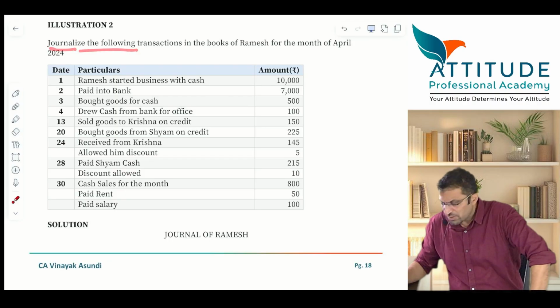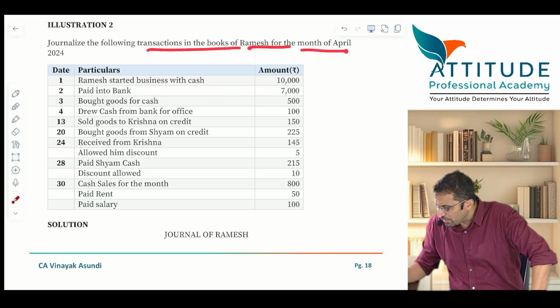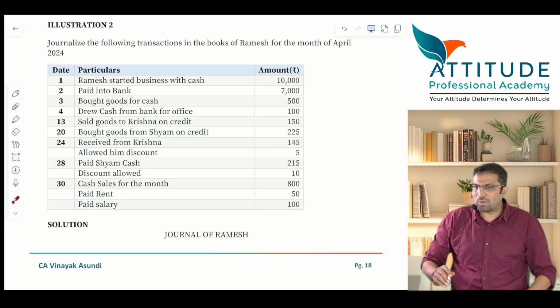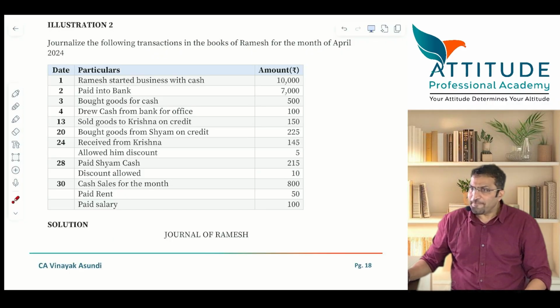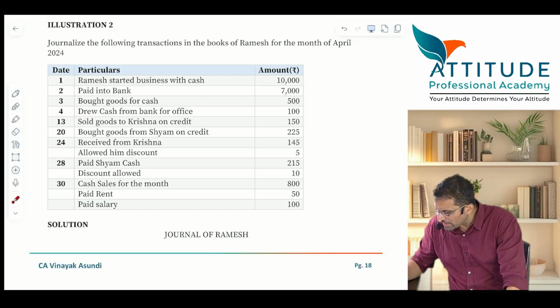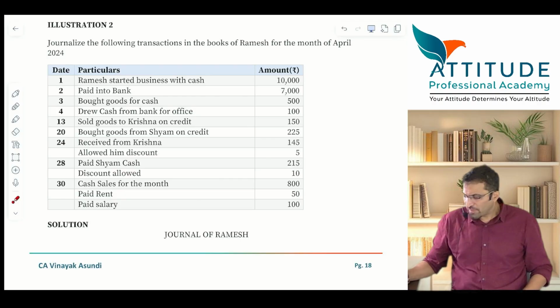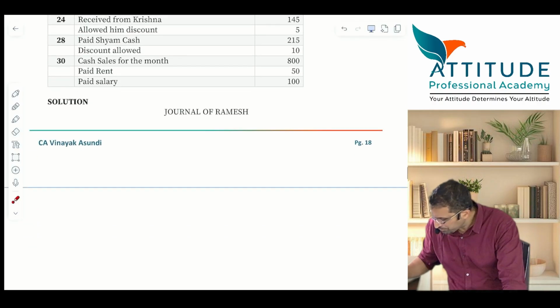Journalize the following transactions in the books of Ramesh for the month of April. Now, one by one, you have to tell me, and we'll put the answer. Ramesh started business with cash. How much? 10,000. Please tell me the entry.